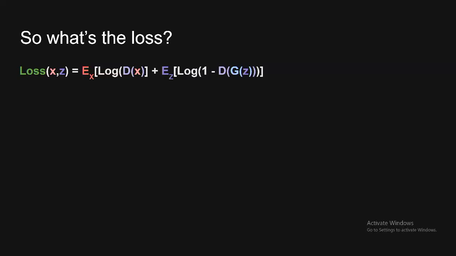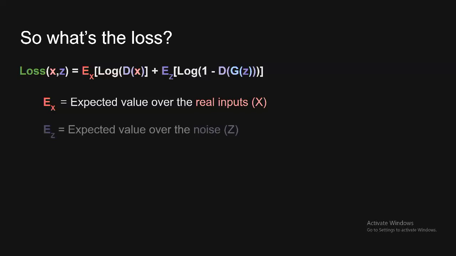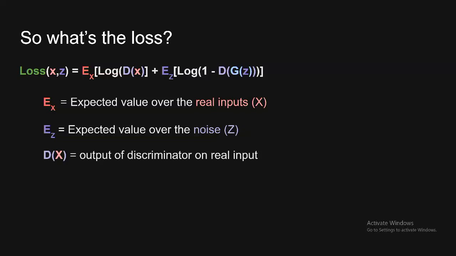First off, that E of x is the expected value over all of the real inputs. So for that first item, we're looking at that value for all of the real inputs, feeding them through the discriminator to get all the real outputs of the discriminator, and then we average them. We take the expected value of that. Likewise, we have E of z, which is the expected value over all of the noise. Every time we take one piece of noise, we add it to that, and we take the expected value over all of those. Then we have D of x, which is the output of the discriminator on real input. We see that in the first term. And we have G of z, which is the output of the generator on noise.